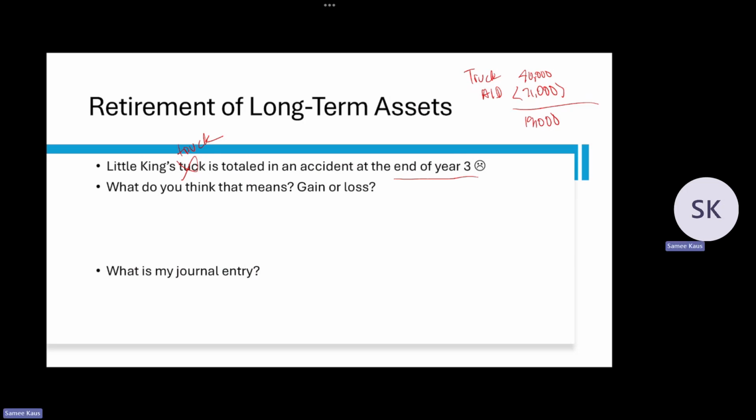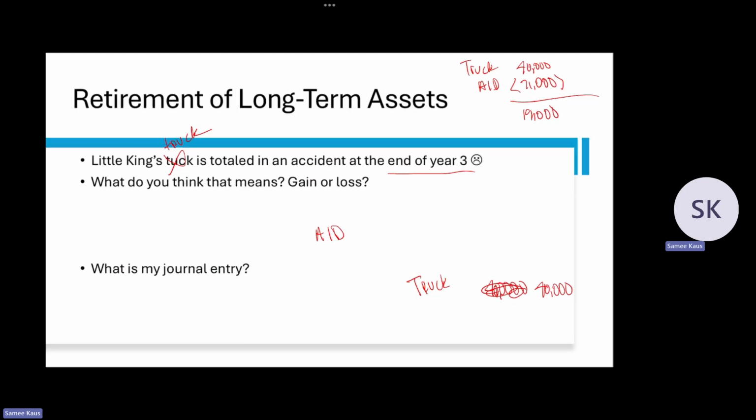So what happens when I total my truck? Well, it means nobody's giving me cash, right? I don't have any cash coming in. So maybe what I do is I'm just like, okay, I guess I got to get this truck off my books for the full 40. And I know you say whenever I get my truck off my books, I better get my depreciation off my books as well. So I reduce my truck and I get rid of my accumulated depreciation.